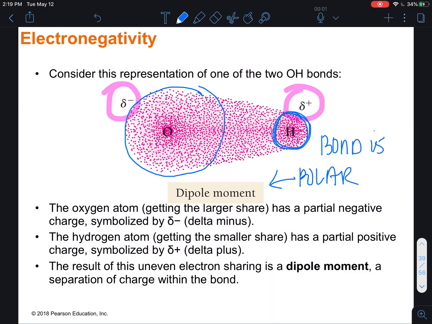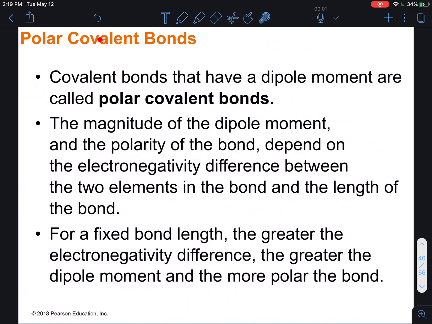The bond is polar. So, polar covalent bonds: this is a covalent bond that is polar due to the unequal distribution of electron density between the two atoms that make up the bond. Covalent bonds that have a dipole moment are called polar covalent bonds. The magnitude of the dipole moment and the polarity of the bond depend on the electronegativity difference between the two elements in the bond and the length of the bond.